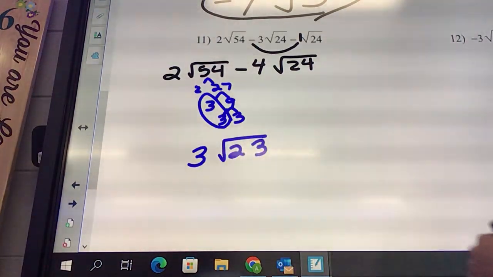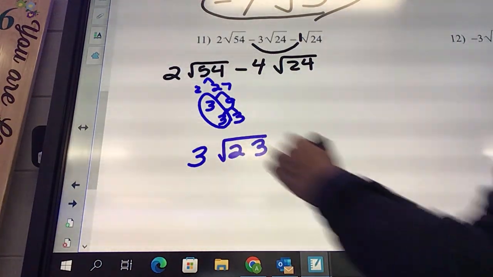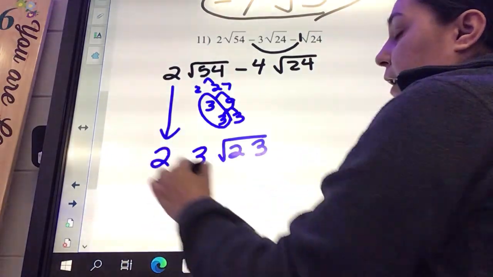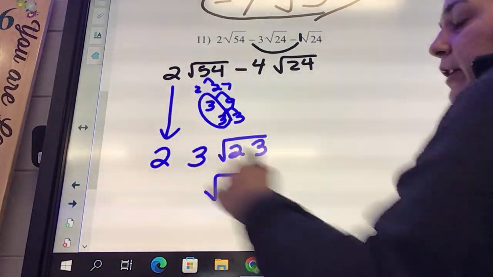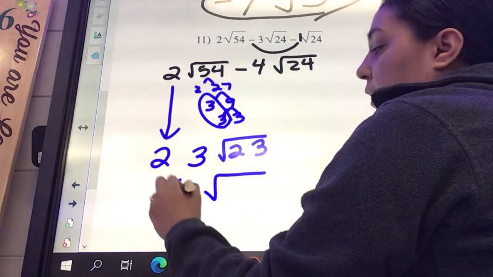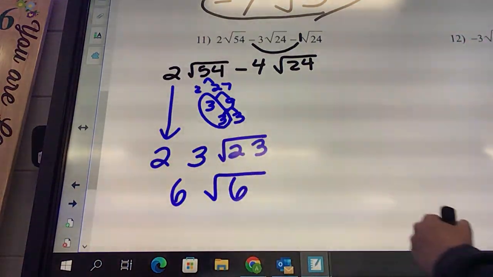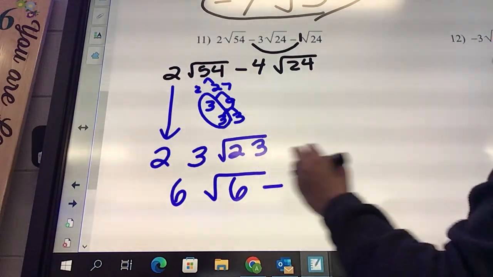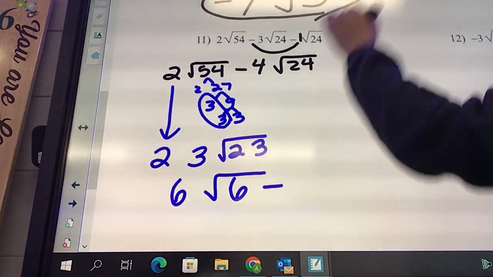So what do you need to do with those? Multiply. Yeah, so on the outside, what are you going to get? 6, because we got to drop this 2. 6, and then 6 on the inside. Okay, minus, now let's work on this other one.